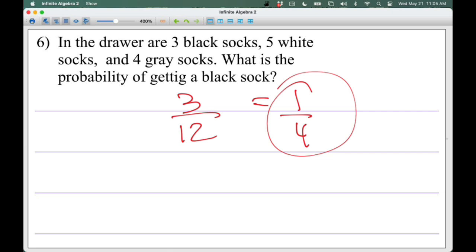Yay, we're done. Read the instructions to make sure they want it how they want it. If they want it as fractions or percents. If it just says find the probability, that's fine. 1/4. You do have to reduce your fractions, and that's why we did it like this.